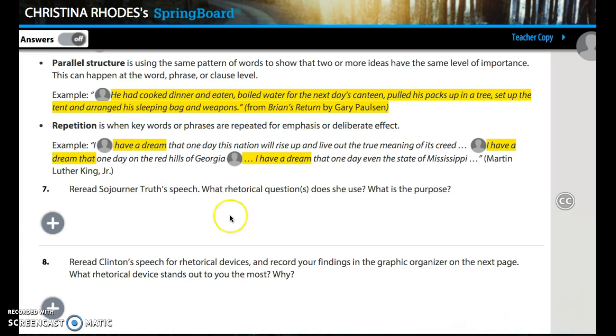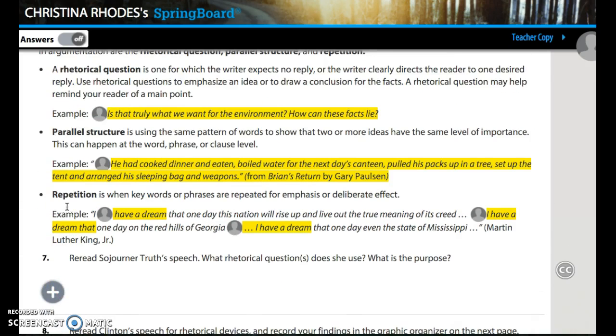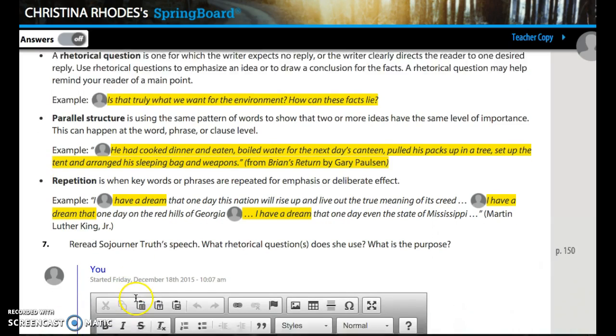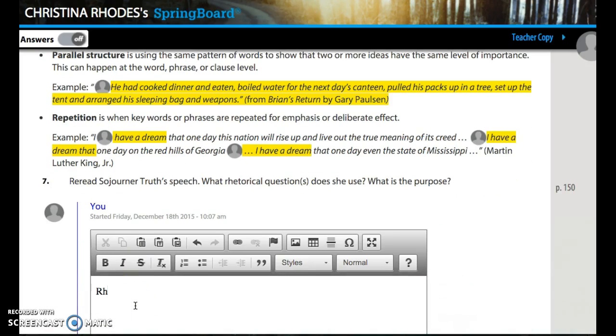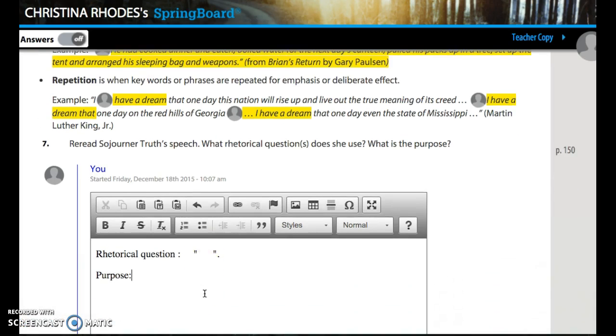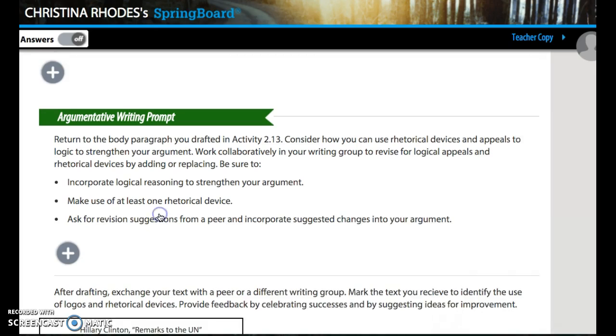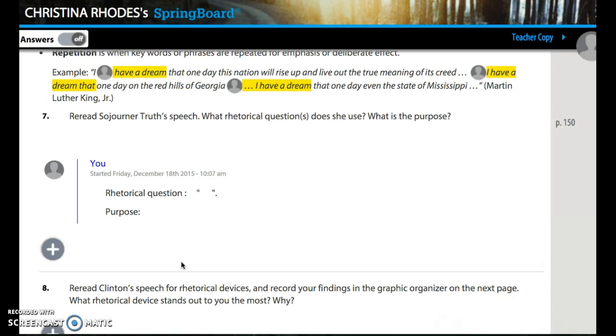So number 7, it says, reread Sojourner Truth's speech. What rhetorical questions does she use? What is the purpose? So you're going to find the rhetorical question, a question she doesn't necessarily want answered, write it down, and what is the purpose? So here you need to have her rhetorical question. You have to find it in the text. I'm going to put quotes here because you have to find the quotes or where it is. And then you have to explain what her purpose is. Okay, I'm going to pause it now, go back to the text and find that.